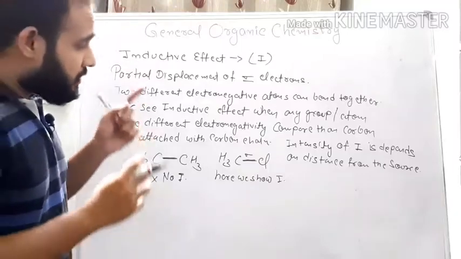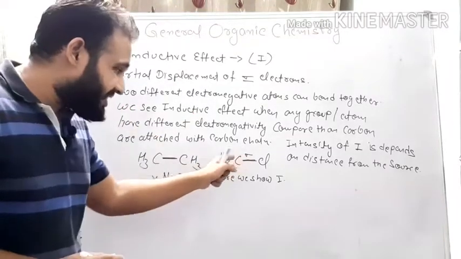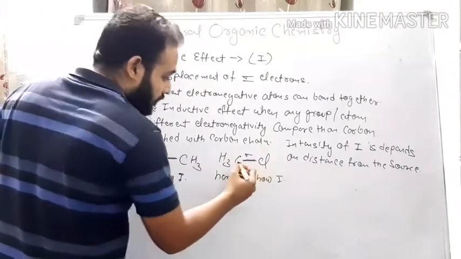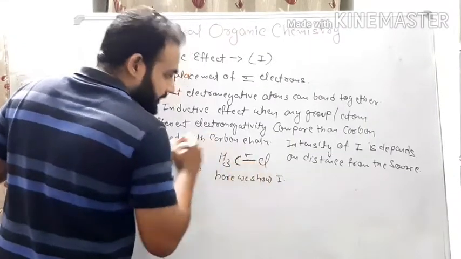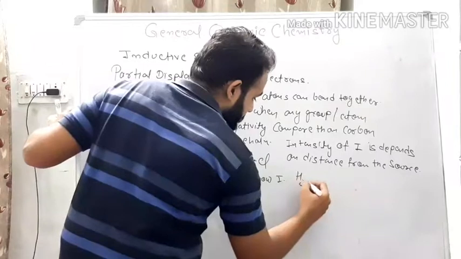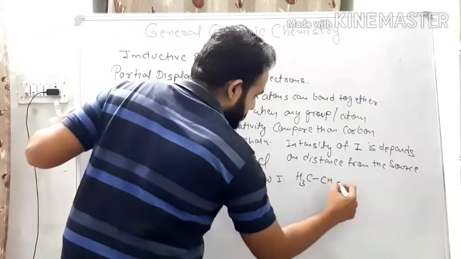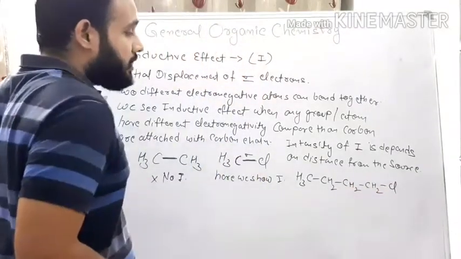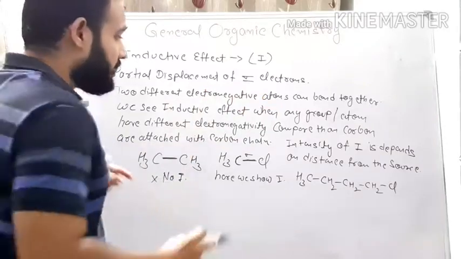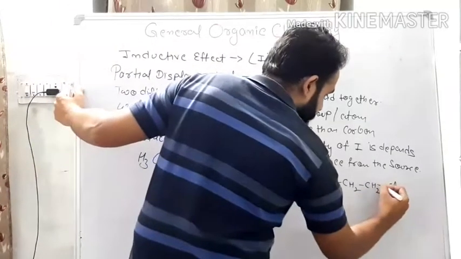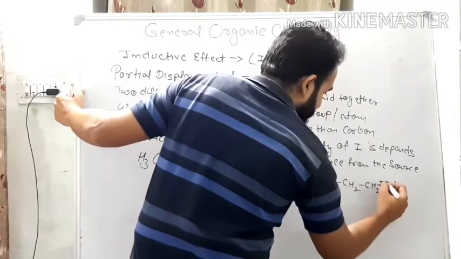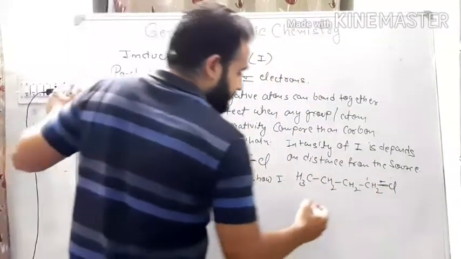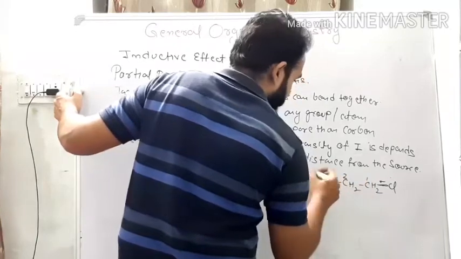Okay, for example, as you saw in CH3Cl, the strongest inductive effect is shown by chlorine on this first carbon. For example, you have butyl chloride. Here you can see that an inductive effect is caused between carbon number 1 and chlorine, but also between carbon number 2, 3, 4 and chlorine.